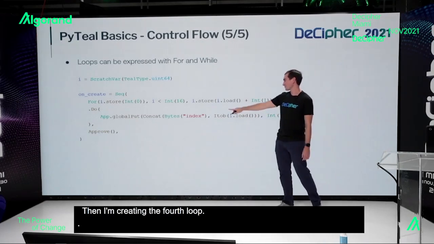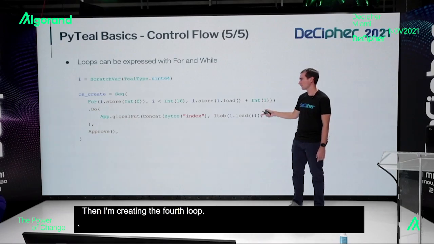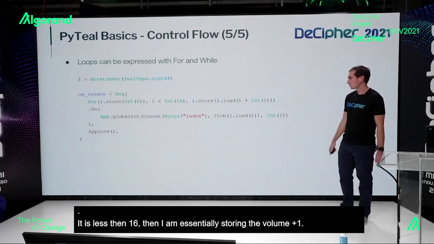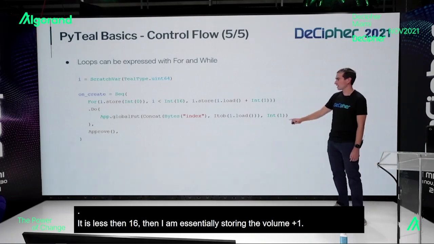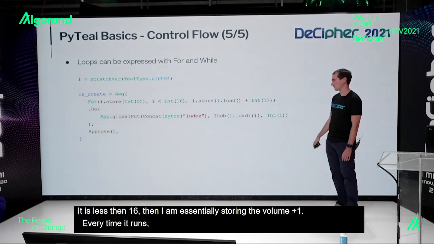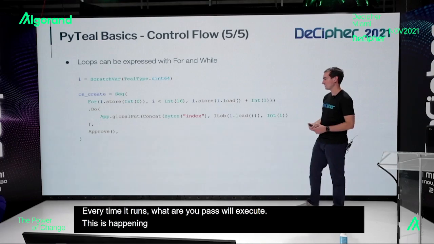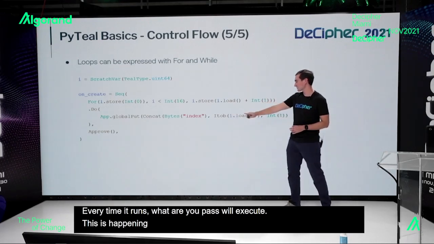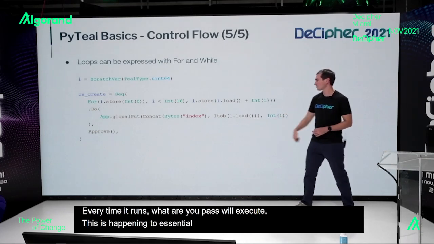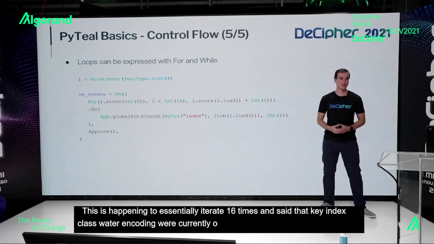And then we're essentially storing the value of i plus 1. So this is the step of the for loop that actually increments that. And every time it runs, whatever you pass into the do block will execute. So this is happening to essentially iterate 16 times and set a key index plus whatever encoding of the integer we're currently on, and then just setting the value to 1. So you can initialize a lot of state that way.